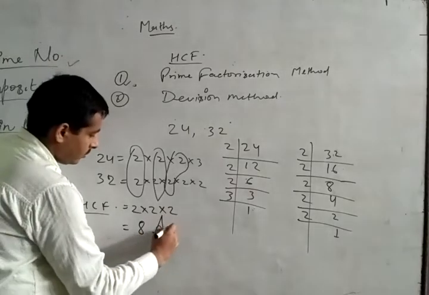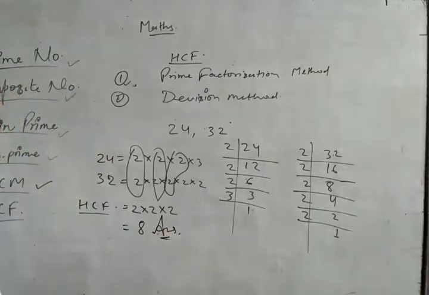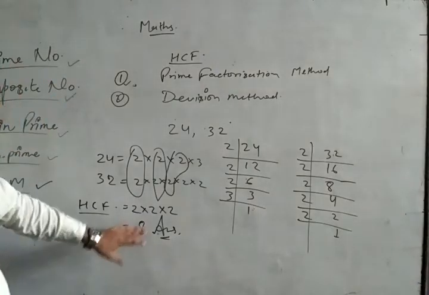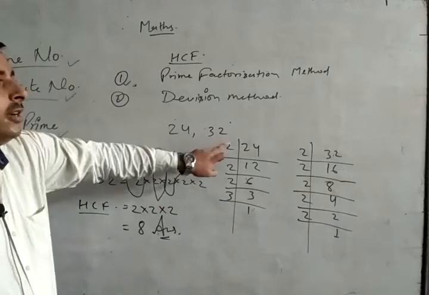Answer. And what do we understand by calculating the HCF? We can say that 8 is the highest number which divides 24 and 32 both.